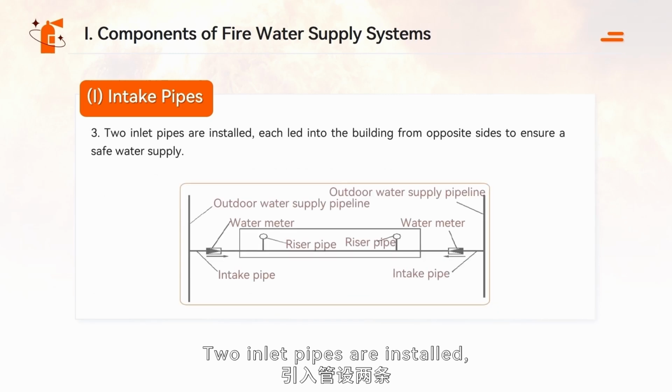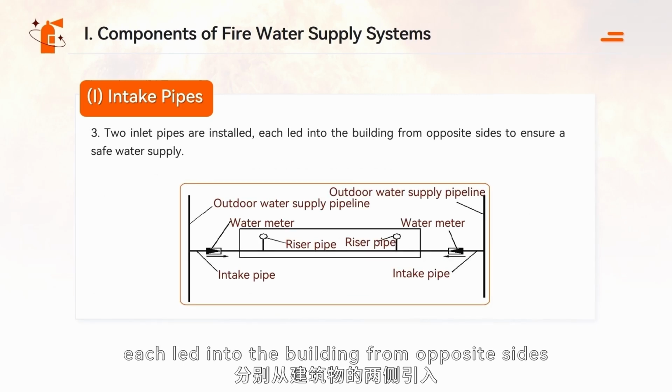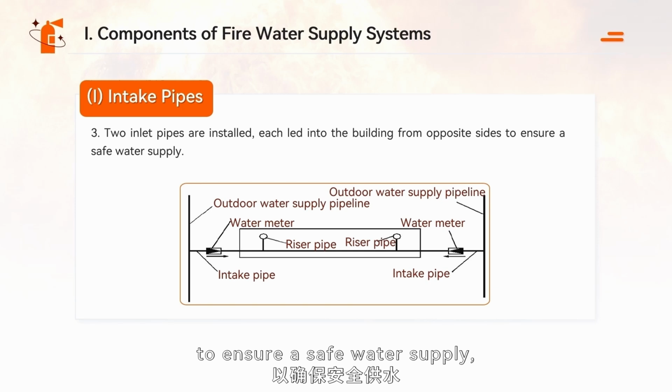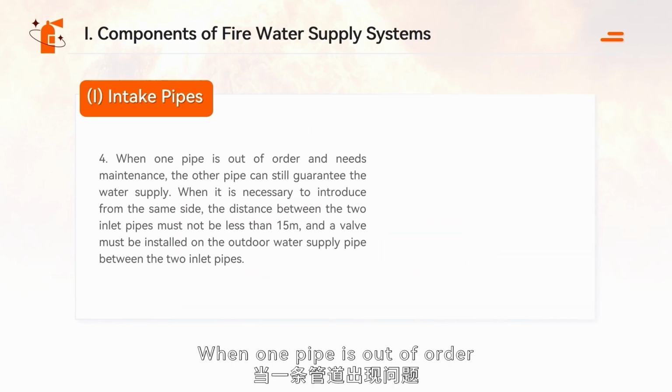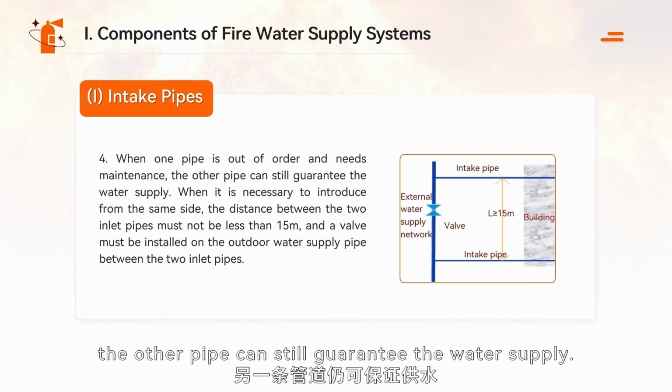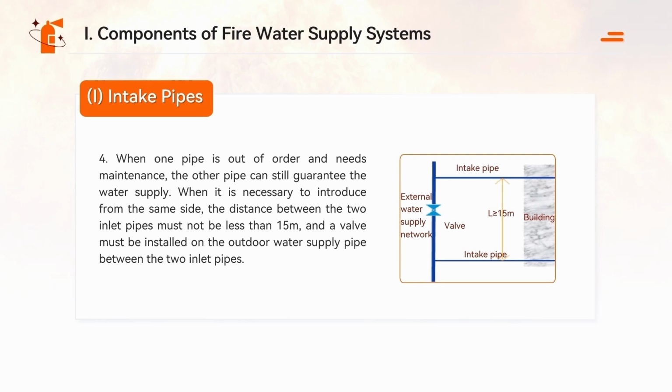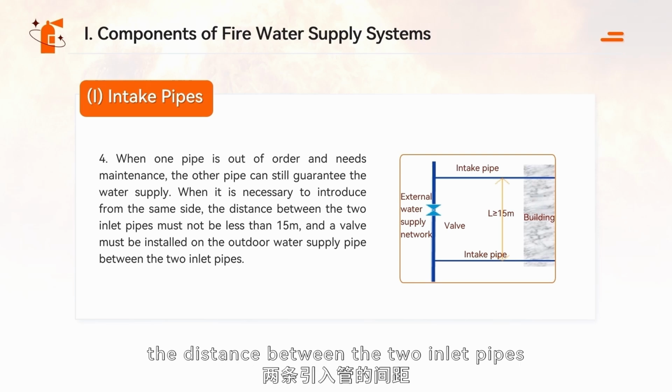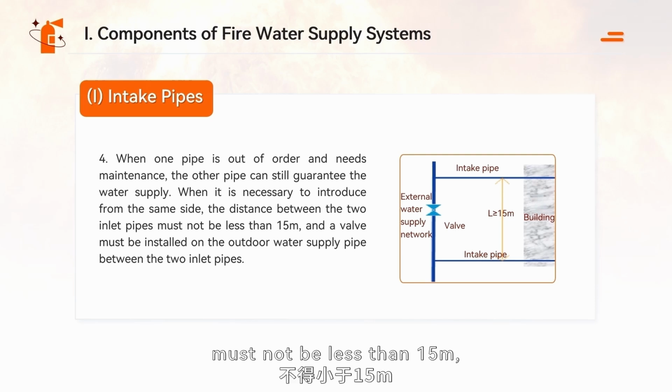When 2 inlet pipes are installed, each is led into the building from opposite sides to ensure a safe water supply, as shown in the diagram. When one pipe is out of order and needs maintenance, the other pipe can still guarantee the water supply. When it is necessary to introduce from the same side, the distance between the 2 inlet pipes must not be less than 15 meters, and a valve must be installed on the outdoor water supply pipe between the 2 inlet pipes, as shown in the diagram.